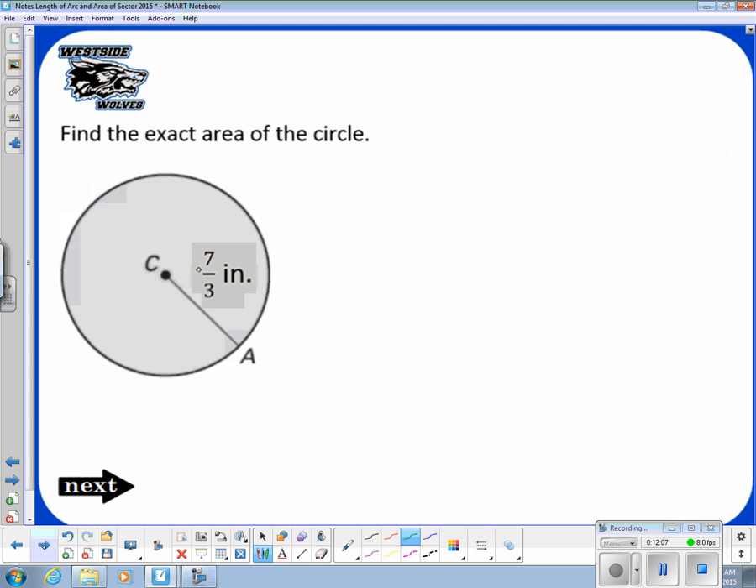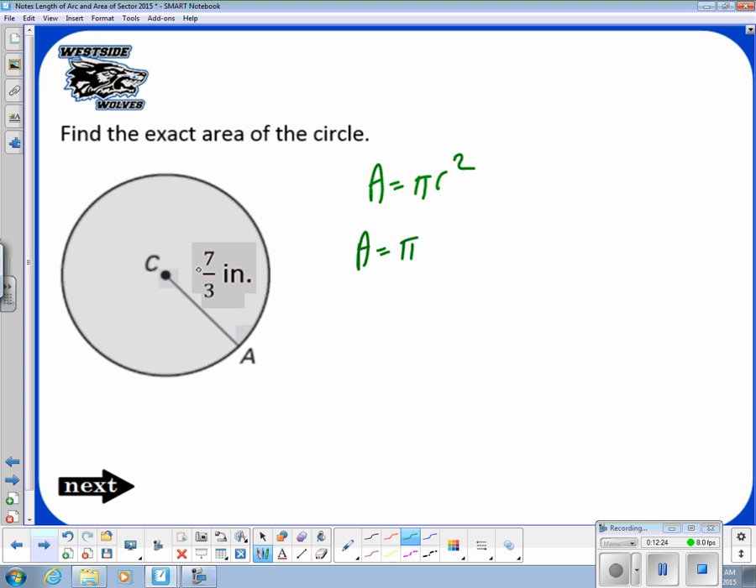And here we have our first little example for area. I put a fraction in here just because I want to make sure that you work with fractions. So area is equal to pi r squared. If you want to pause the video and do this one, you can. And then you can turn the video back on and look at what the answer is.